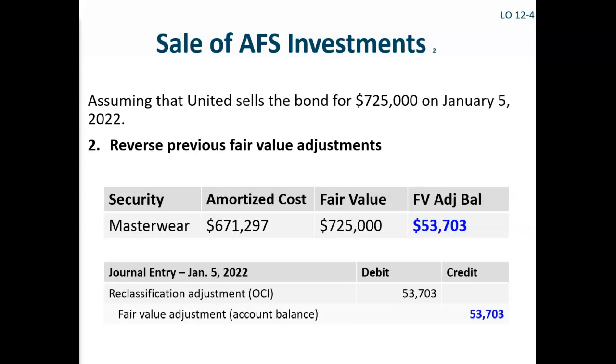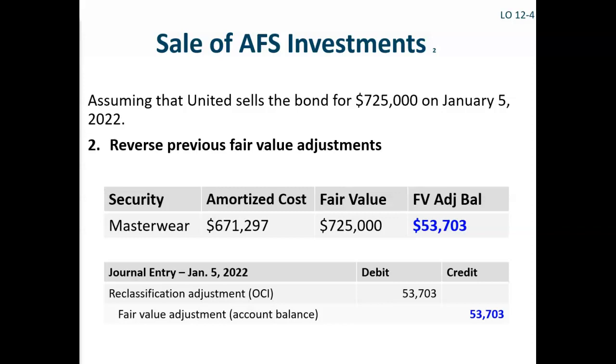United reverses previous unrealized holding gains included in other comprehensive income by debiting a reclassification adjustment account in other comprehensive income for the same amount. And the balance of the fair value adjustment account is eliminated. Debit reclassification adjustment, which is an account in other comprehensive income, for $53,703, and credit fair value adjustment for $53,703. After this journal entry is recorded, the fair value adjustment account has a zero balance.